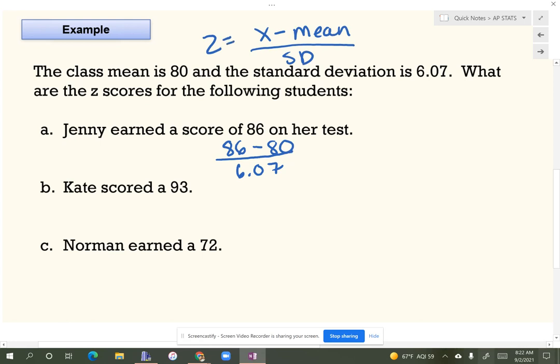Okay, so grab a calculator, do 86 minus 80, we get 6, which then leads to 6 over 6.07, and that is a z-score of 0.99. This would mean that Jenny's test score is 0.99 standard deviations above the mean score of the class. Okay, that's what that z-score would mean. Z equals 0.99. Feel free to pause the video and try B and C on your own, and then I'll go through them real quick and check to see how we're doing.